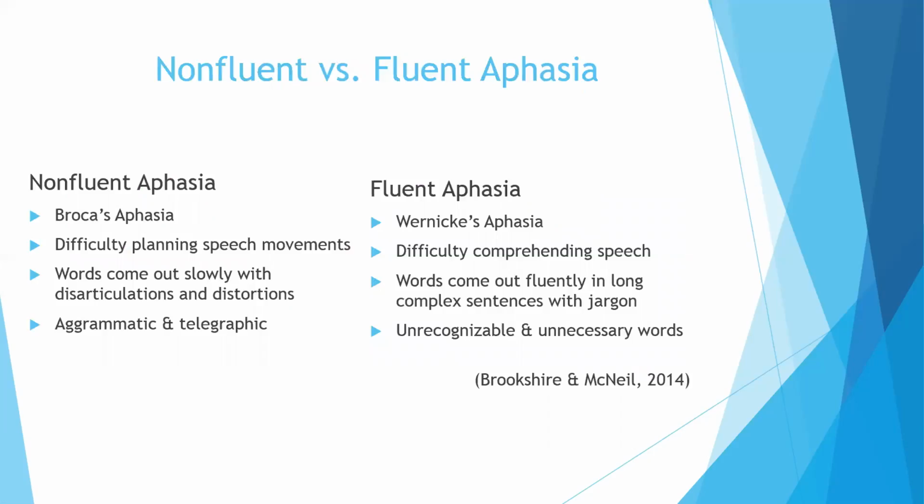Here we have the definition of non-fluent versus fluent aphasia according to our textbook. Non-fluent aphasia, also known as Broca's aphasia, involves difficulty planning speech movements. Words come out slow with disarticulations and distortions, and speech is considered to be agrammatic and telegraphic. Then there's fluent aphasia, also known as Wernicke's aphasia. The patient has difficulty comprehending speech. Words come out fluently in long, complex sentences, but with jargon and unrecognizable and unnecessary words.